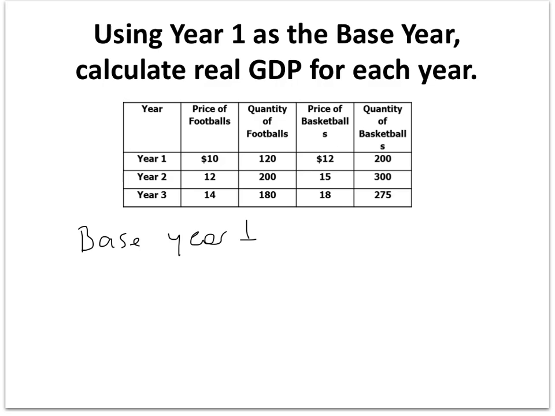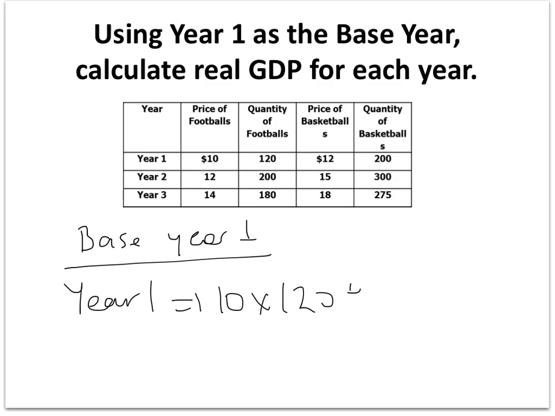It's not going to be 12 in the second year. I'm going to use the first year's price, which is 10. On the third year, I'm going to use $10 instead of $14 to calculate the value of the football. So let's calculate year 1 real GDP: 10 times 120 plus 12 times 200. If you do this calculation, you'll realize that you will find the same as the nominal GDP.